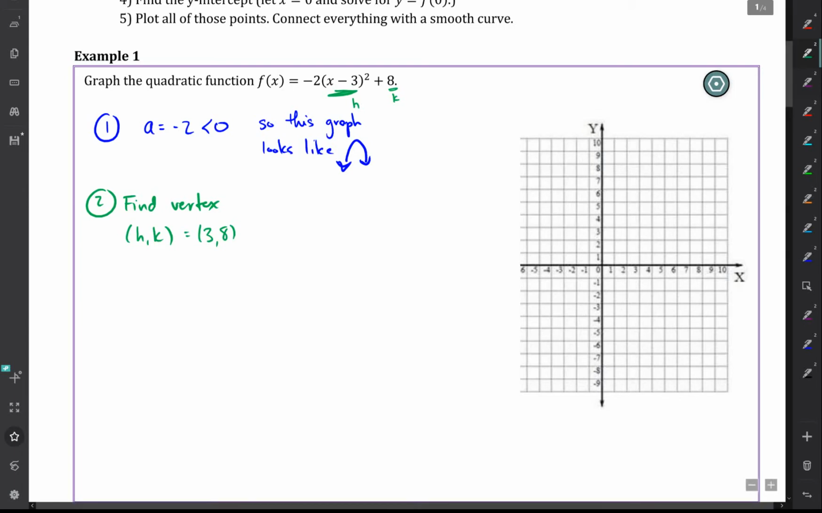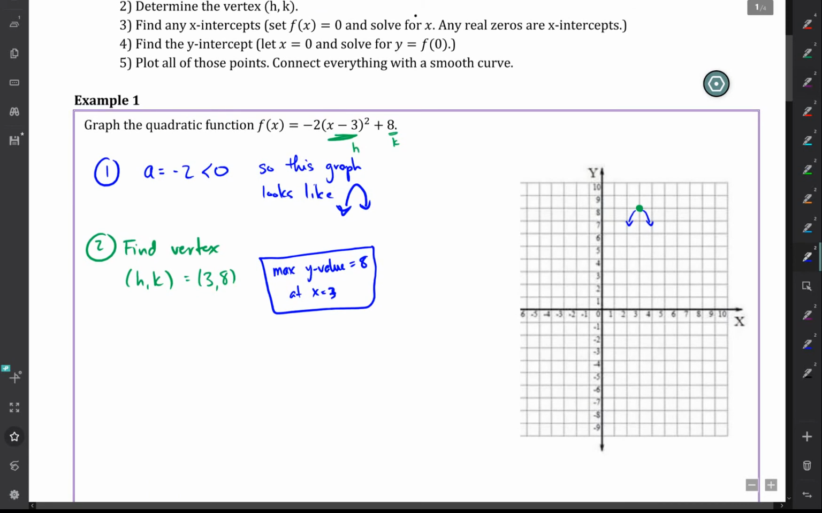I'm going to plot that. So over 3, up 8. So already I know I'm going to have something that looks kind of like that. It's going to be cupping down, and it goes through the point 3 comma 8. And this also tells me that the maximum y value of this function is 8, and that occurs at x equals 3. So it's kind of some extra information. Because the graph was cupping down, we know that this had to be the max.